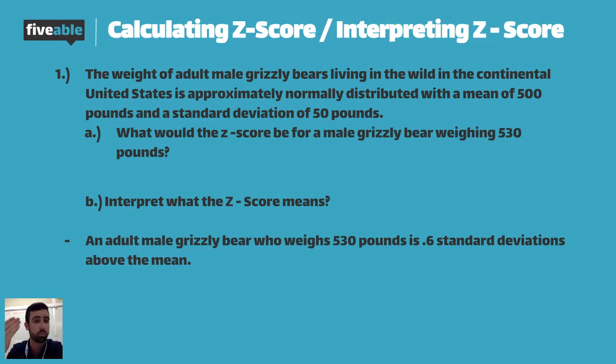So again, to interpret it, an adult male grizzly bear who weighs 530 pounds is 0.6 standard deviations above the mean. If you got a negative z-score, that would be below the mean. So make sure you know that negative z-scores are below, positive z-scores are above.